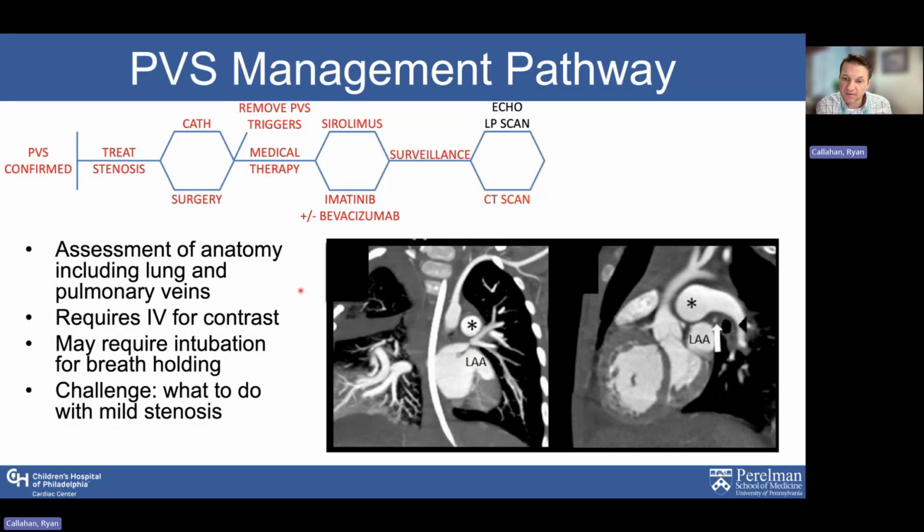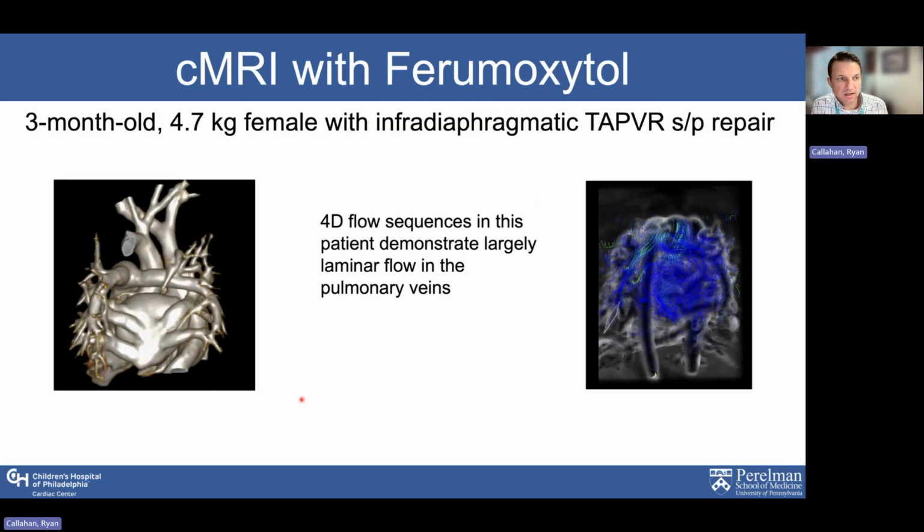Okay, CT scan is the other way to assess pulmonary veins serially. This actually gives you pictures of the veins. I showed this picture before. Here's the left upper. This requires an IV for contrast, sometimes intubation for a breath hold. So that's that. And then also cardiac MRI is coming. Some people use cardiac MRI with different contrast agents. Ferumoxytol increases the resolution, and this is just an example of an MRI of a total veins kid, which I can't play, but just showing that we can get decent resolution in a kid as small as 4.7 kilograms.